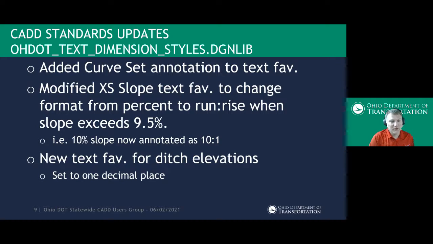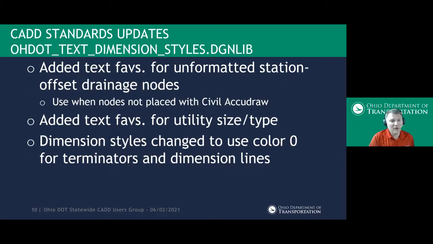There was a new text favorite added for ditch elevations, and this was set to only go to 1 decimal place, and that was to be consistent with the sample plans. Most of the sample plans only show an elevation to 1 decimal place. And text favorites were added for unformatted station and offset drainage nodes. So if those were placed without using Civil AccuDraw, those text favorites would need to be used. More utility text favorites for different sizes and types of utilities were added, as well as the last change.